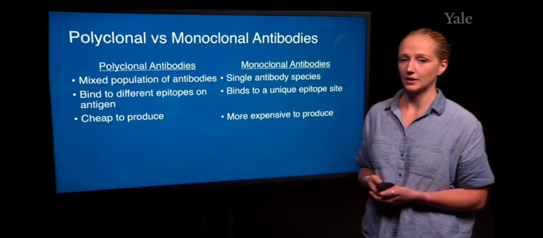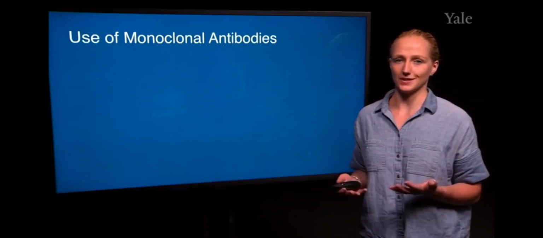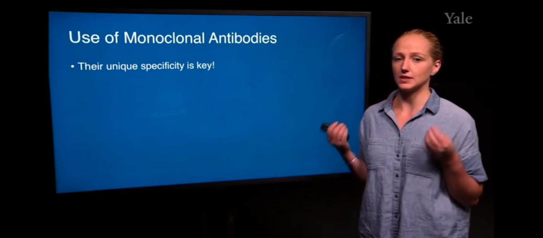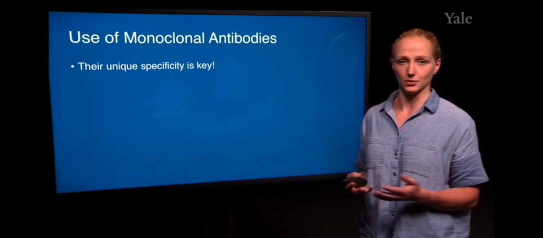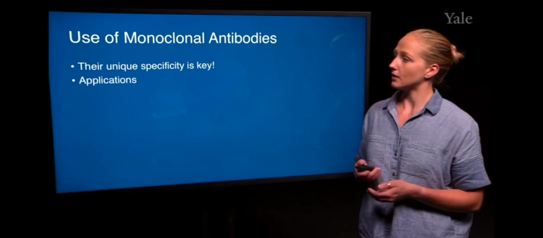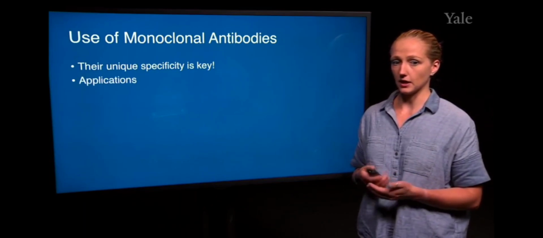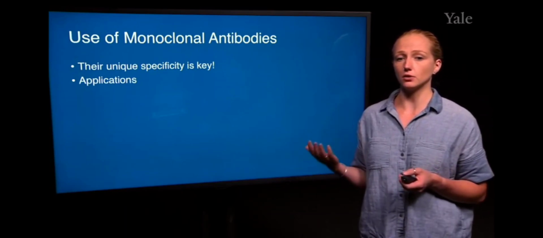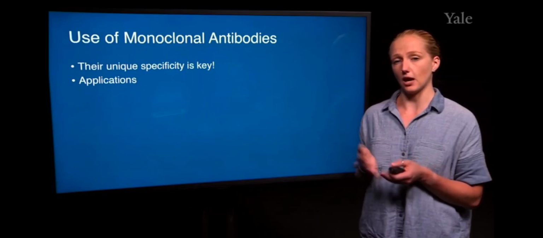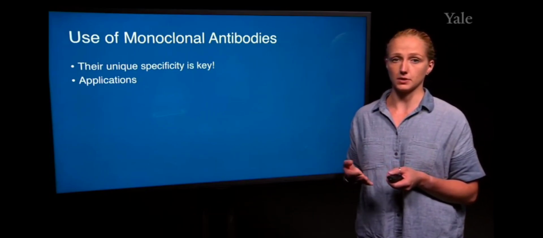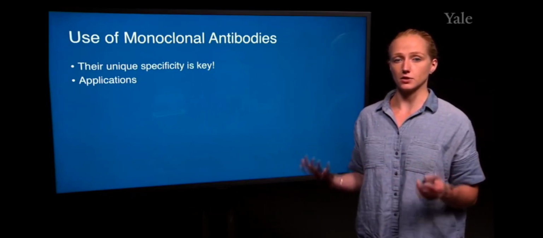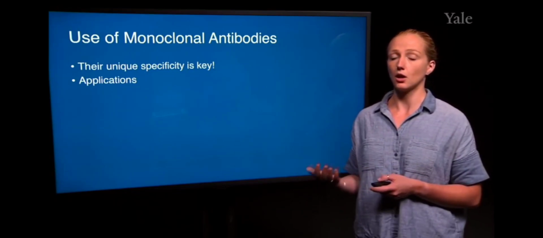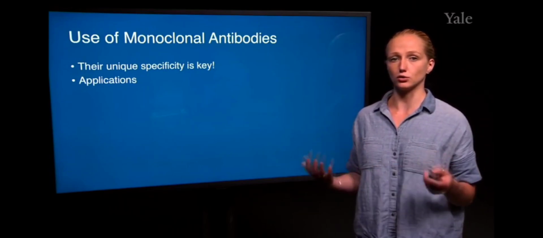So why is it important to make monoclonal antibodies? Their unique specificity is really the key of this whole concept. There's a variety of applications that you can use for this, but in general, the main idea is that with a monoclonal antibody, you know the specific epitope that is targeted on this protein, and so you have a much better understanding of what this antibody will be binding to and what sort of response it will be eliciting. So you have a much greater control of the experiment and the variables.